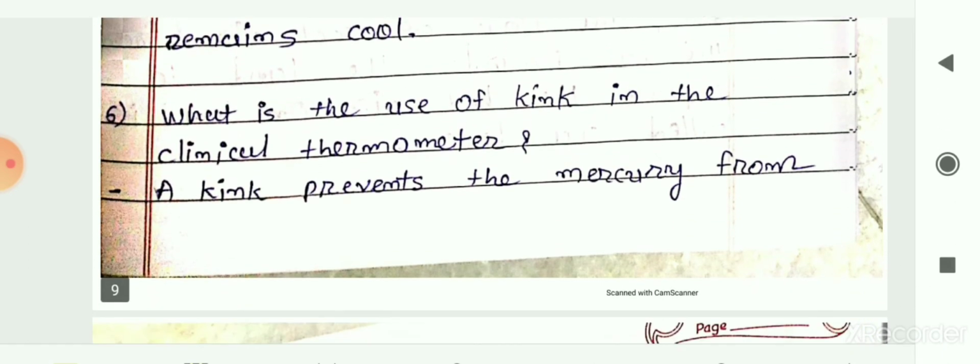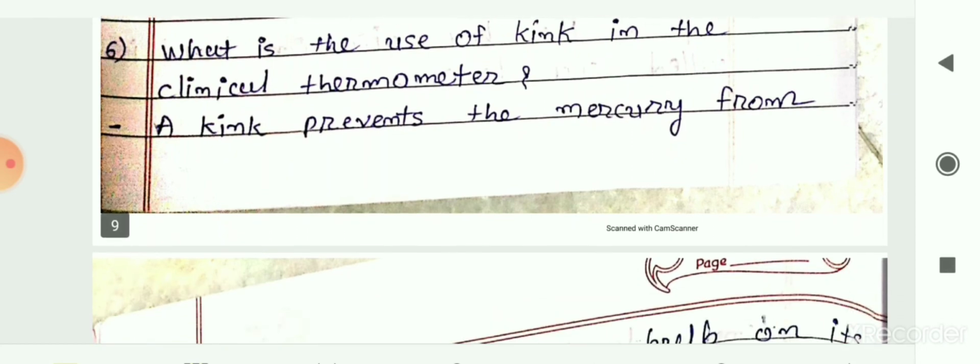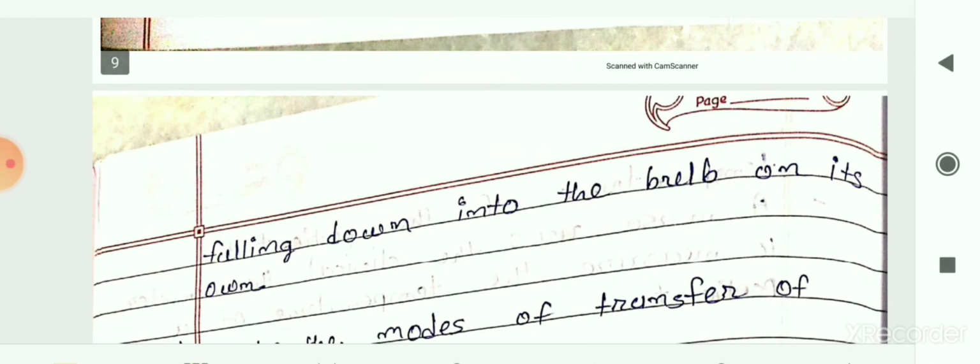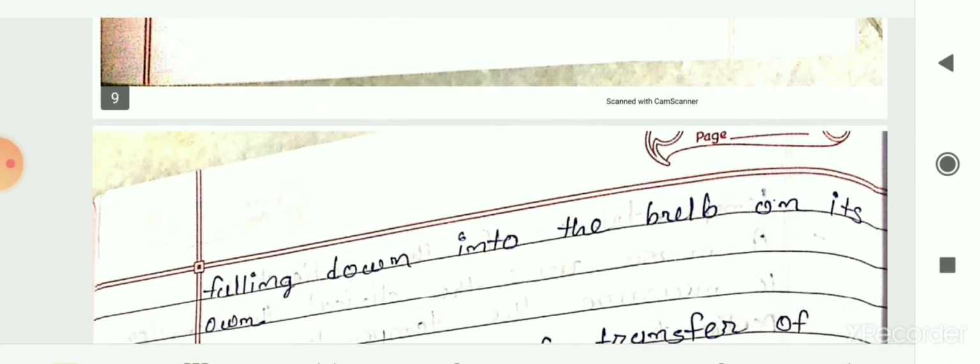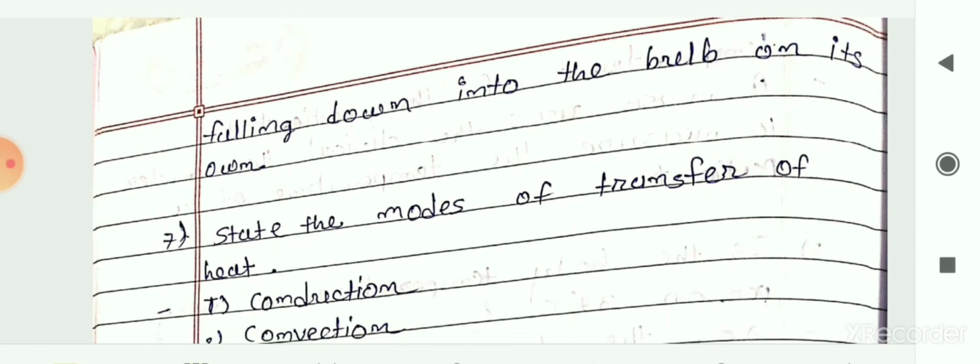Next is, what is the use of kink in the clinical thermometer? So the kink prevents the mercury from falling down into the bulb on its own. If the kink is not there, then after removing the clinical thermometer from the mouth of the patient, the mercury level will fall down on its own. To prevent this, the kink is provided in the clinical, or you can say doctor's thermometer, whereas it is not present in the laboratory thermometer.